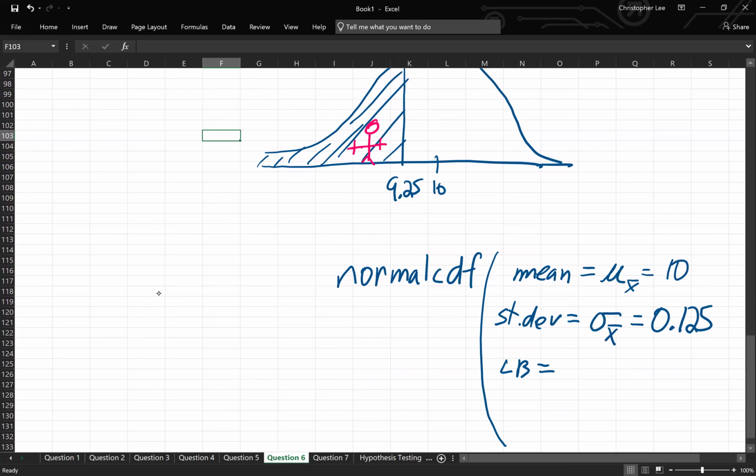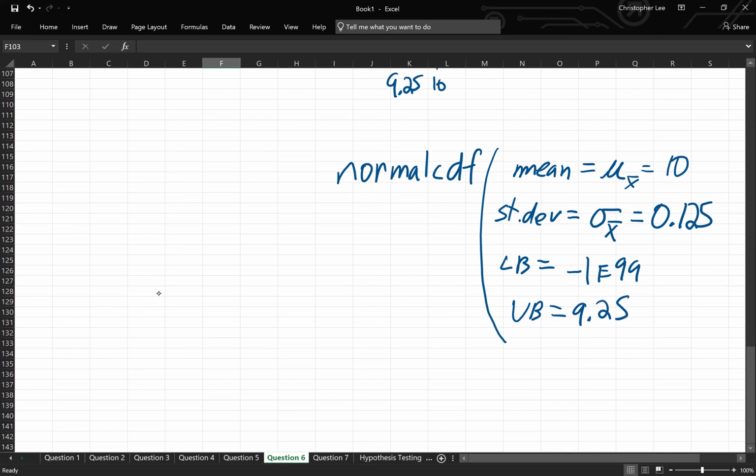What's my lower bound? Negative 1E99, right? Because there's no lower bound here. So that's why it's a negative 1E99. And then my upper bound is what? 9.25. That's excellent. All right, what's my answer? The calculator gave me 9.9 E 9? That doesn't sound right. Let me just put it in. It should be 0 point something.